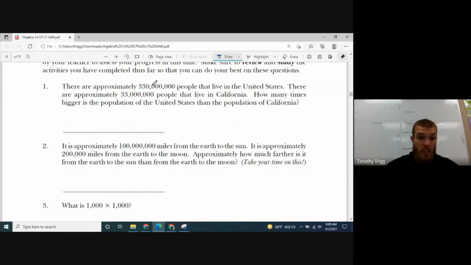So essentially what we would be doing is dividing, but we could just see, well, we can cancel out those zeros, right? Or in other words, the population of the United States only has one additional zero over the population of California. So that would just be times 10 because you're just adding one more zero.